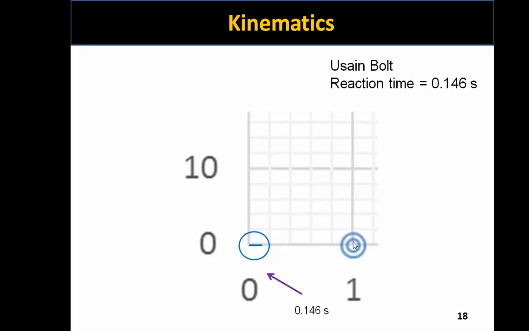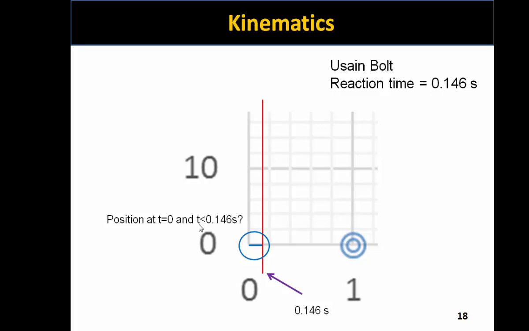So here we see the full 1 second. Here we see out to 10 meters. But if we track the change in distance over that 0.146 seconds, so the position at time 0, of course, is going to be 0.